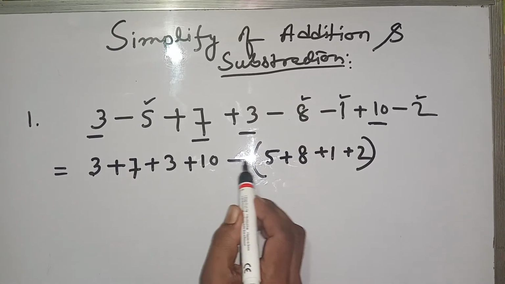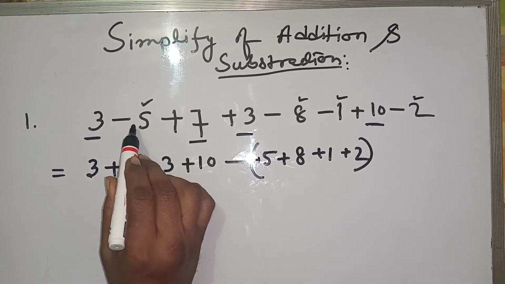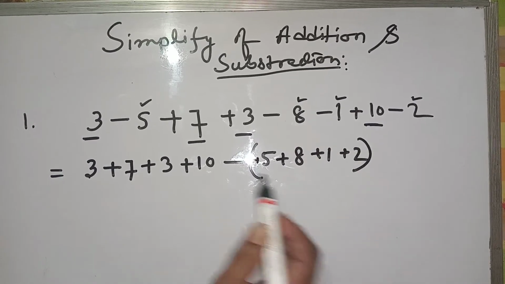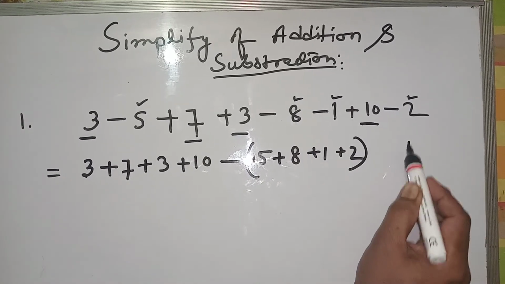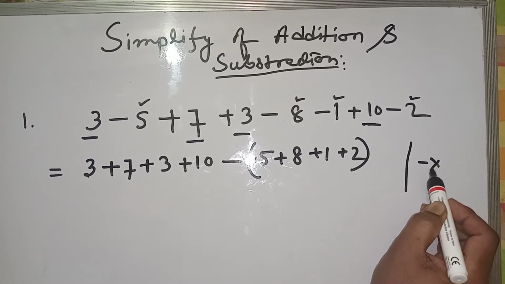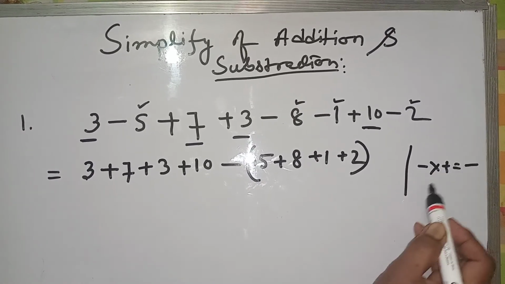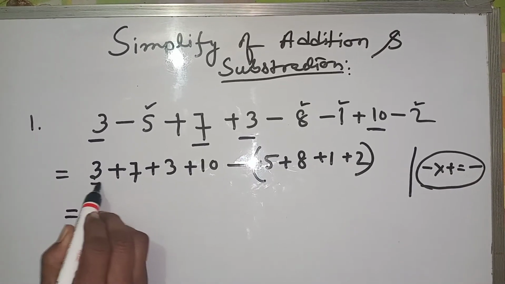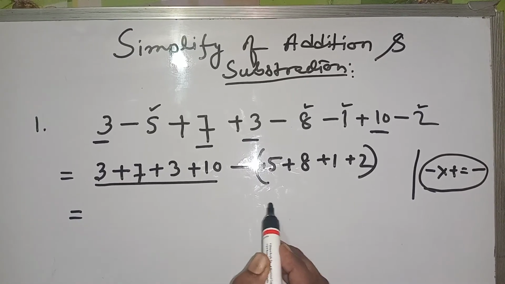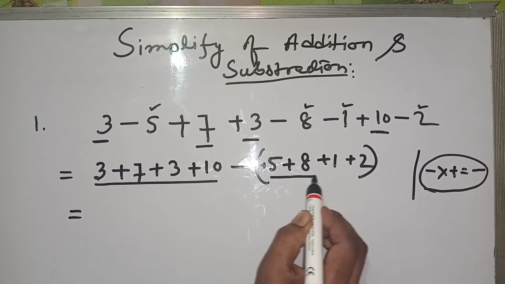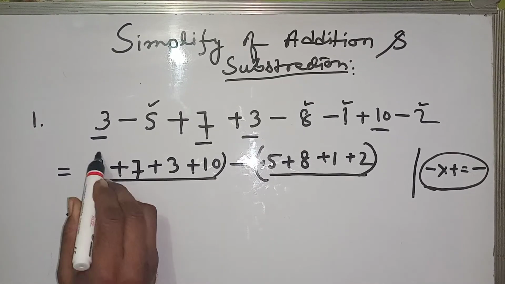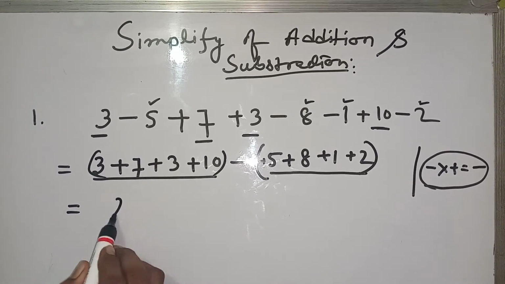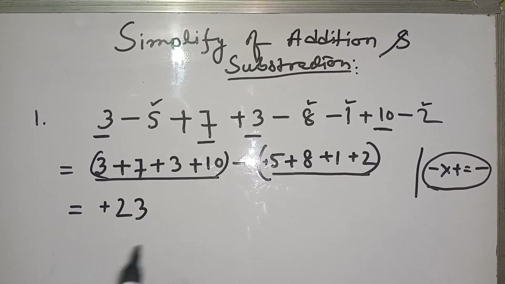Because here is plus, that means plus minus minus 5, plus minus minus 8, plus minus minus 1, plus minus minus 2. That means minus into plus equal to minus. Now you add these numbers, give minus sign, and you add these numbers. 3 plus 7, 10, 10 plus 3, 13, 13 plus 10, 23. You give plus sign.